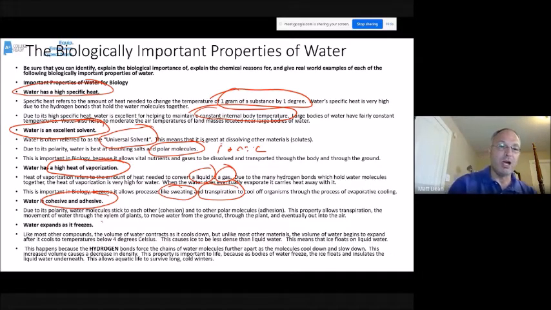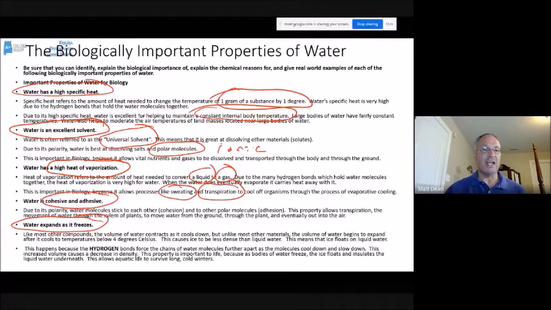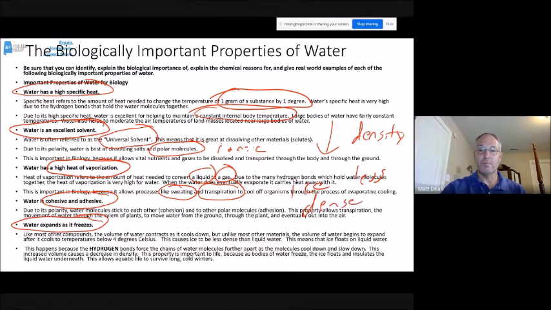Another important property is that water expands as it freezes. This is really important for organisms that live in aquatic environments, say small ponds or lakes. As the water gets cold and starts to freeze, the ice expands because the hydrogen bonds that connect chains of water molecules push them further apart. This decreases the density of ice, and it makes ice less dense than water. And because it's less dense, that means ice floats on top of a body of water.